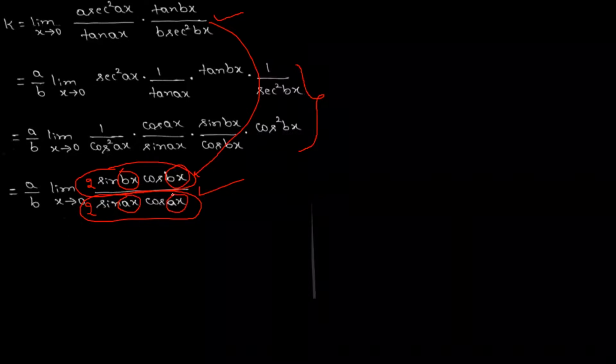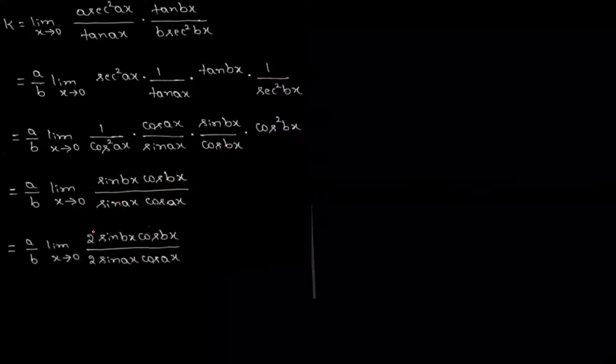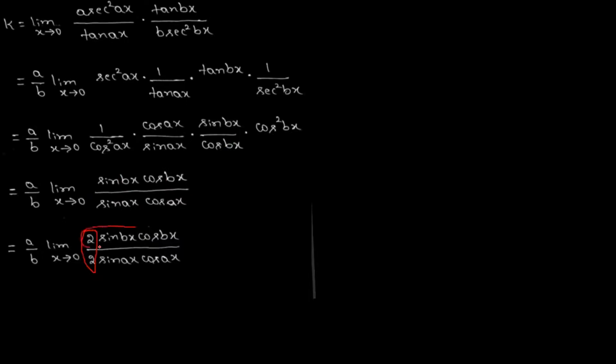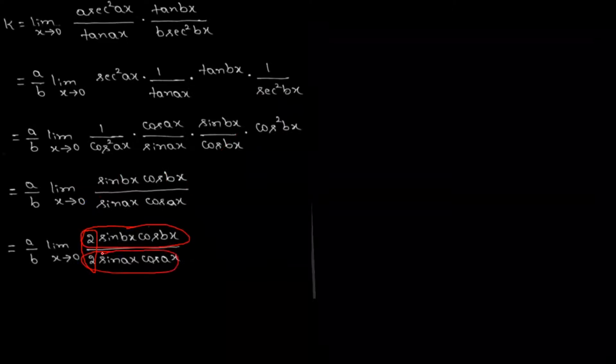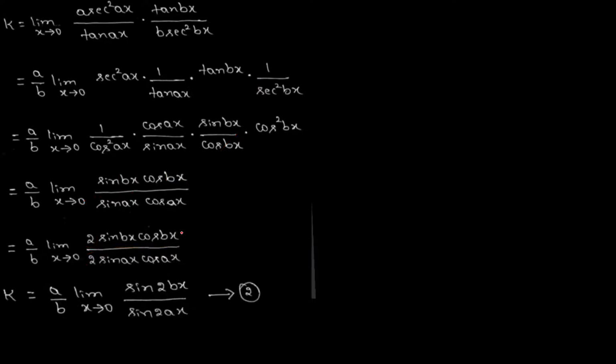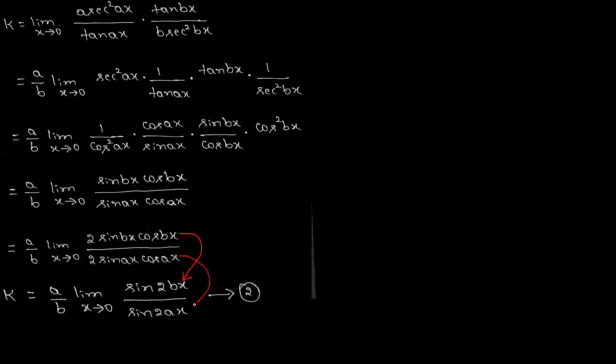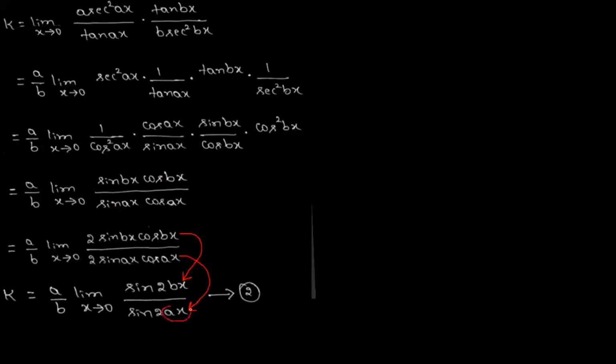Now let us write using the identity. First we have multiplied and divided by 2 to bring it to the form 2 sin theta into cos theta. Here as well in the denominator. Yes, as I said, we have an identity to write like this, sin 2 theta, and here as well in the denominator, sin 2 theta. In the place of theta we have taken ax here, and in the place of theta we have taken bx here. See, using this identity, we have further simplified to this extent.